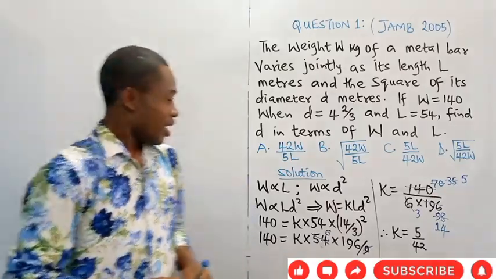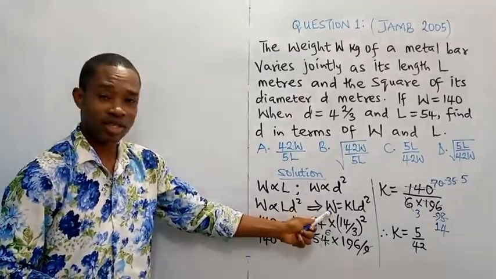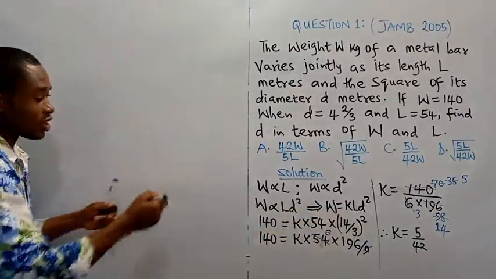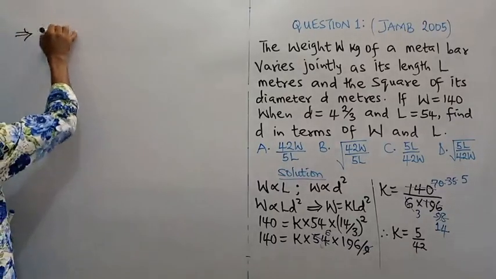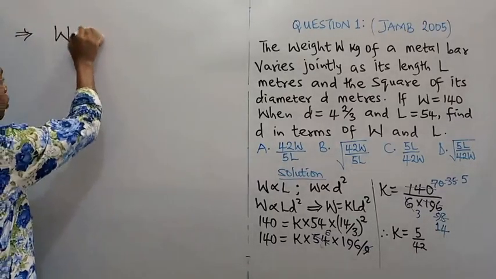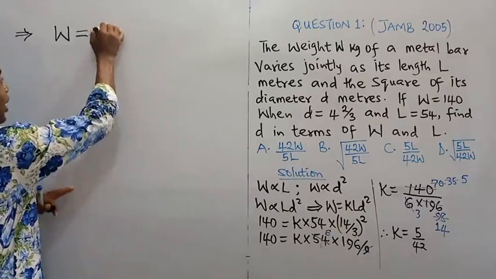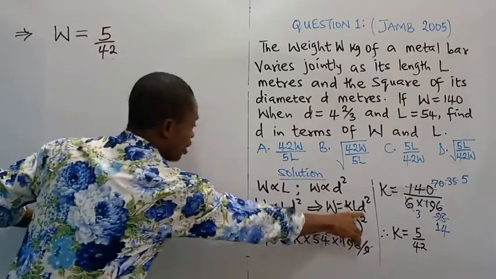Okay, so let us move on. Like I said, we are going to come back to this equation W equal to KLD squared, fixing the value of that constant of variation. So the implication is that the weight of the bar W will be equal to, then we fix 5 over 42 for K. So this is 5 all over 42 multiplied by LD squared.